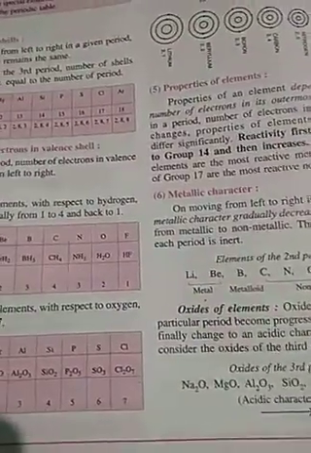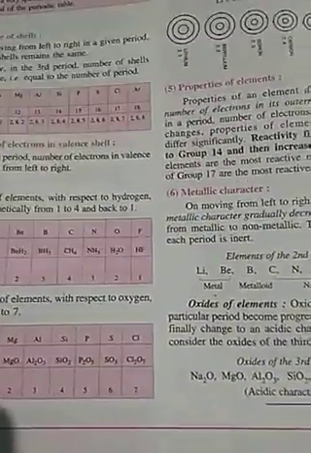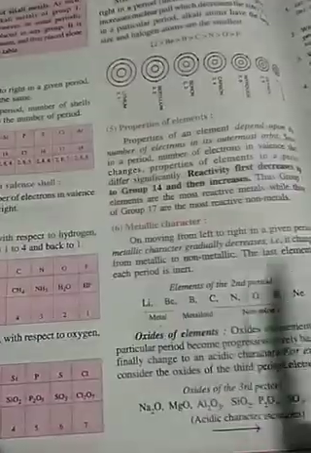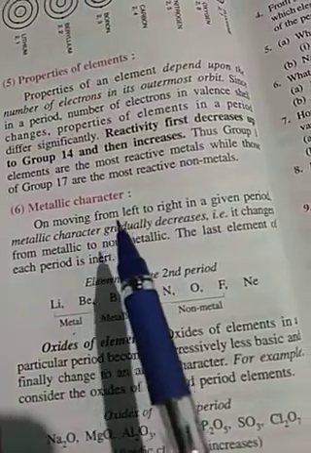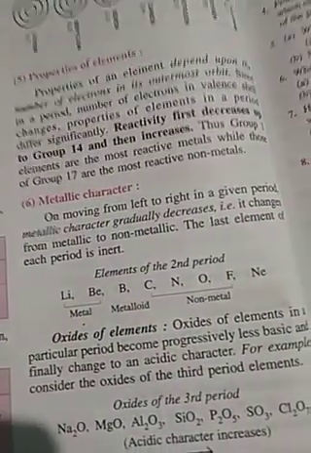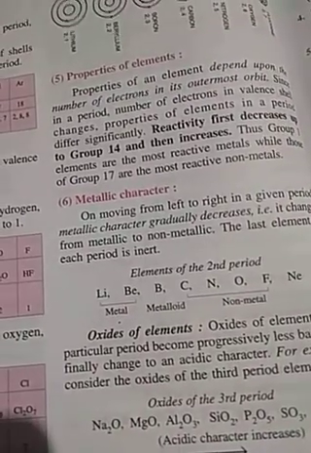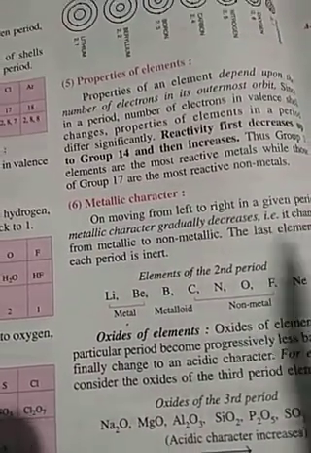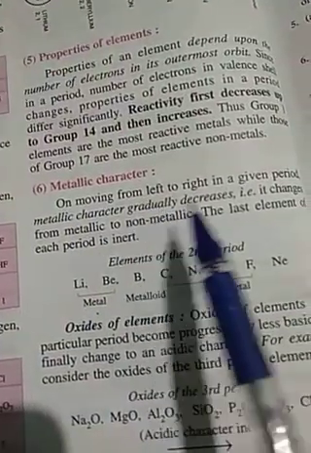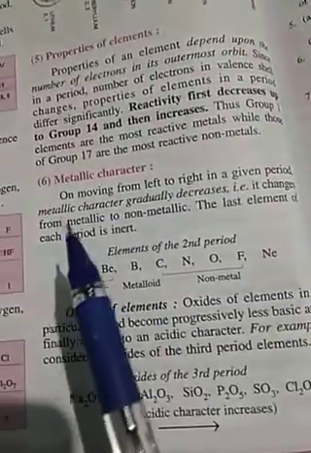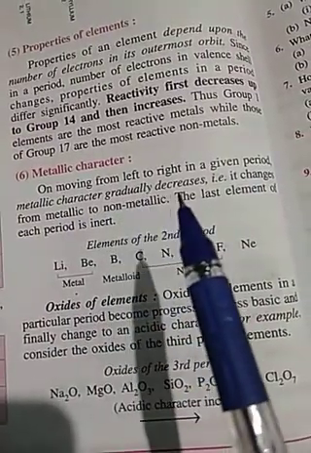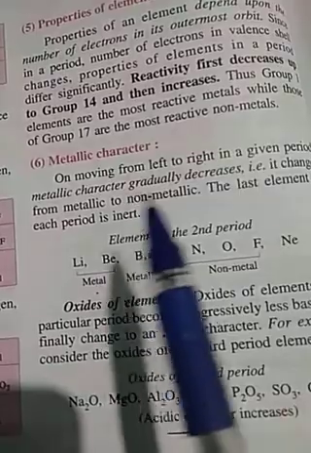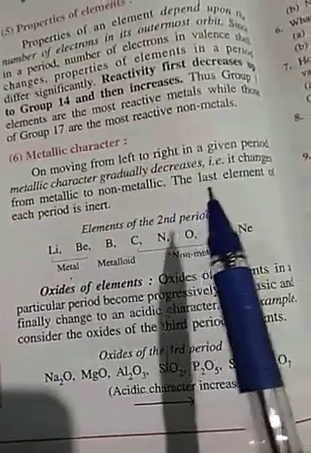Metallic characteristic decreases as we move across. I just told you, this is on moving from left to right in a period, not in a group. In a group, when we move from top to bottom, metallic characteristic increases, but when we move from left to right, metallic characteristic decreases. So on moving from left to right in a given period, metallic properties slowly or gradually decrease. That means it changes from metals to non-metals, metallic to non-metallic.